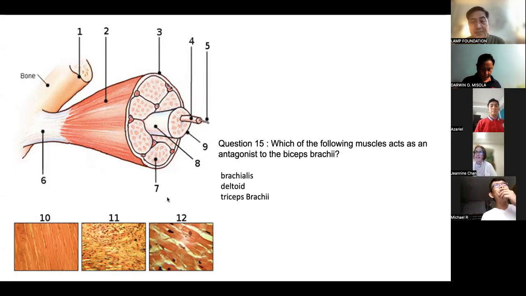What is the action of the biceps brachii? Some question, Doc? What is the action of the biceps brachii? Oh, you should know that. You say antagonist, the effect of the triceps is different, right? So what does the action... One flexes, the other one extends. So what does it flex?